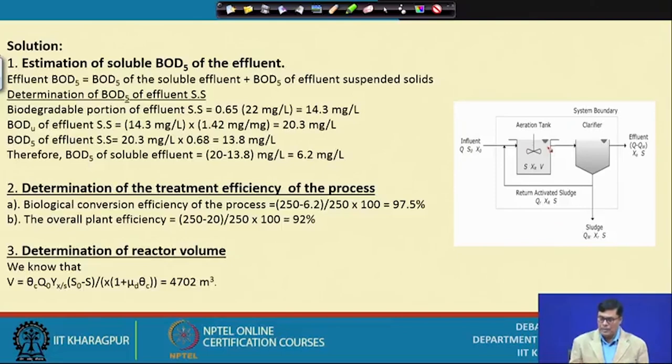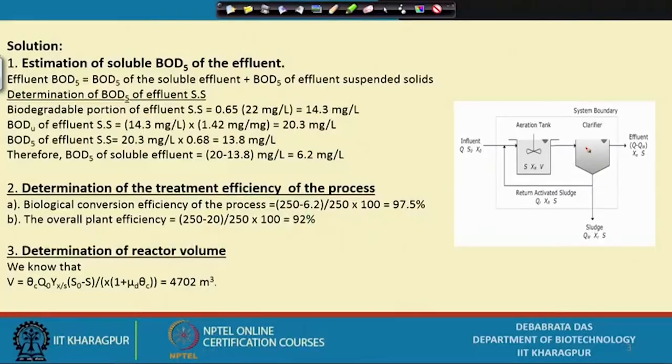What is the purpose of this activated sludge process? The purpose of the activated sludge process is to remove the soluble organics present in the wastewater. Now, how can you remove that? Your organisms grow in the wastewater and convert the soluble organics to insoluble organics and carbon dioxide. Carbon dioxide will go out of the system and cell mass remains in the system, that we can easily separate out. Actually, due to the inefficiency of the clarifier, we cannot separate all the cell mass. So, some cell mass remains with the effluent. That is not the fault of the activated sludge process.